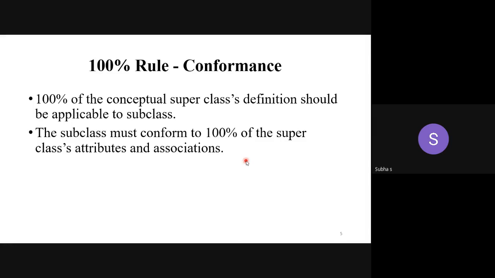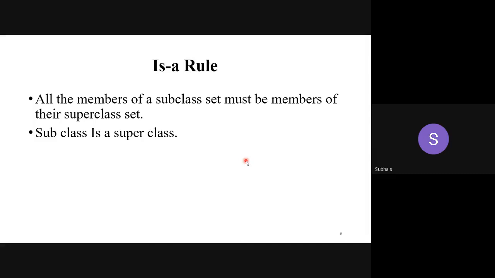Okay, very important, 2 marks: define the 100% rule and then define the is-a rule. So this is the first rule with respect to superclass and subclass. All these things, superclass, subclass, conceptual class hierarchy, the entire thing comes under domain model refinement. Okay. So the second rule is the is-a rule.